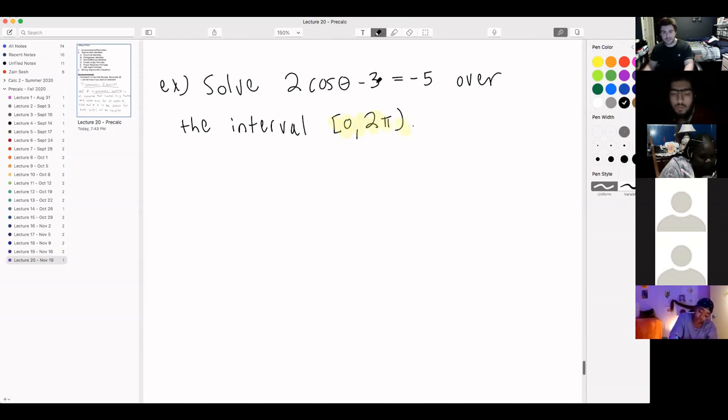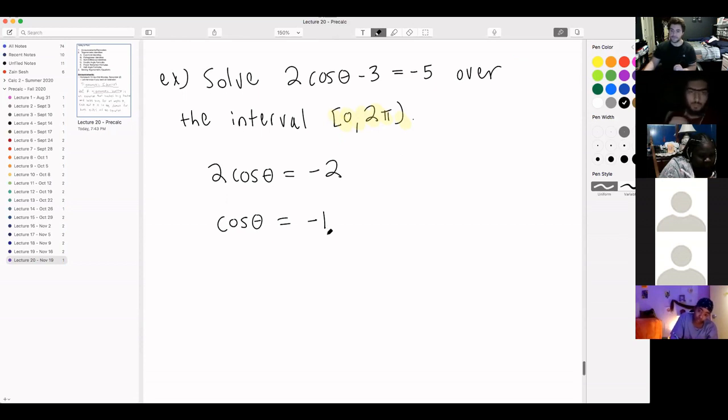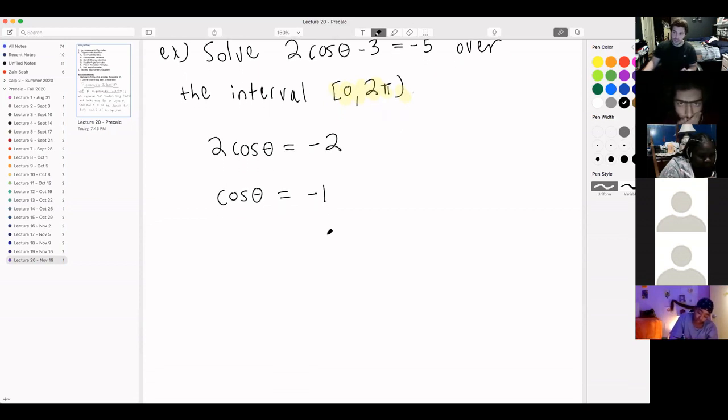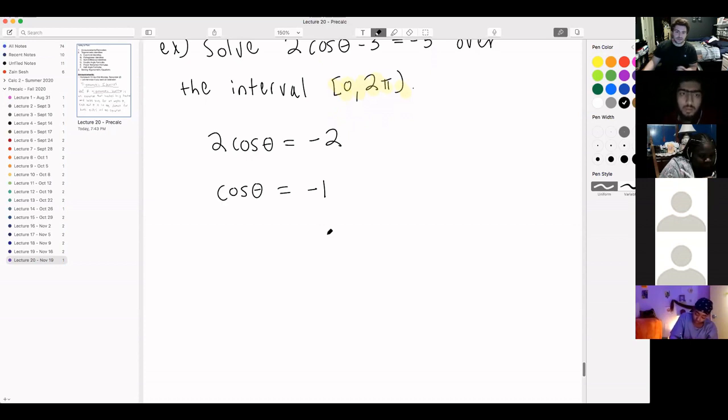All right, so basically you need to just isolate the trig function. So you add 3 to both sides. 2 cosine of theta is equal to -5 plus 3, which is -2. Now divide both sides by 2. You will get that cosine of theta is equal to -1. Good. Now we know when cosine is -1. That's when the x value on the unit circle is -1, and that's at pi.